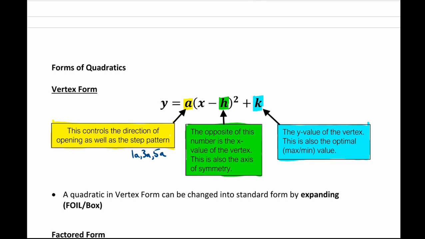And if we were given the quadratic equation in vertex form, it can be changed to standard form by expanding. This is where we use the FOIL or box method, and we will talk about those and go through some examples of expanding later on.